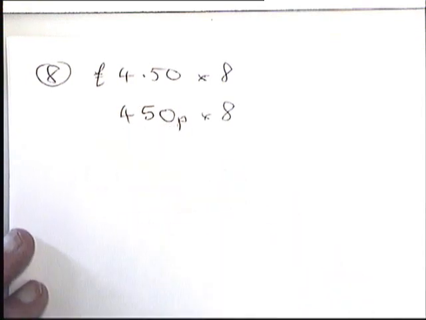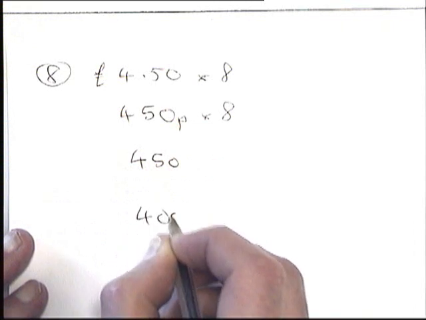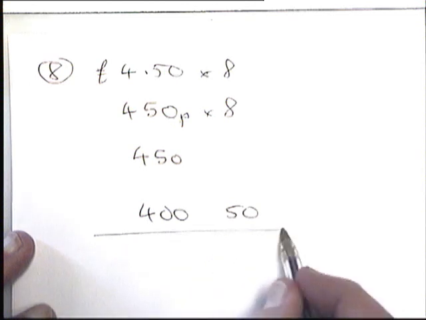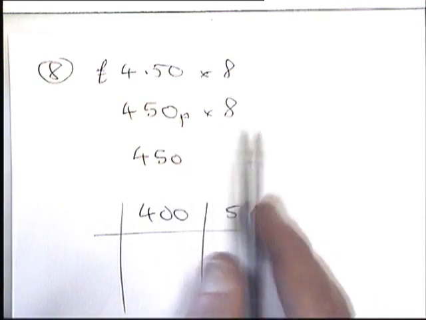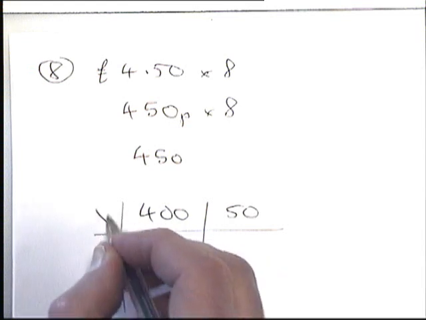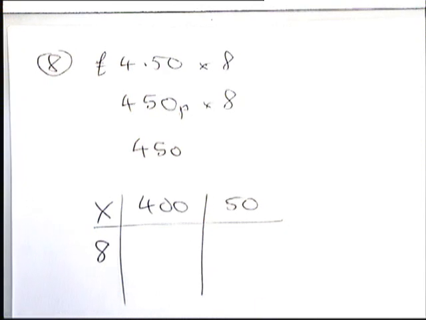The big number here, the 450, I'm going to split this 450 up into 400 and 50. And I'm going to put this in a grid. And I'm timesing my 450 by 8. So I have one number here, split up, and my other number here. And I'm timesing these together. And I now do my timesing, but I sort of ignore the noughts to start with.